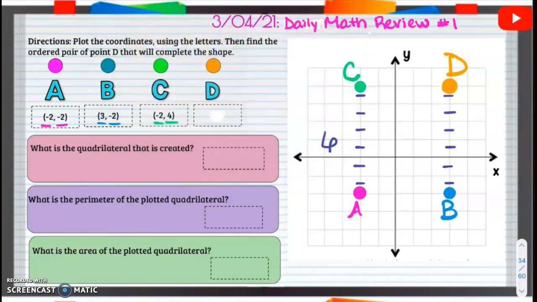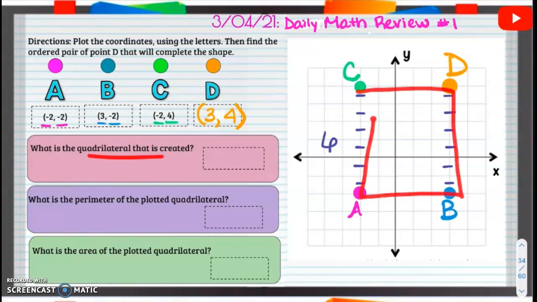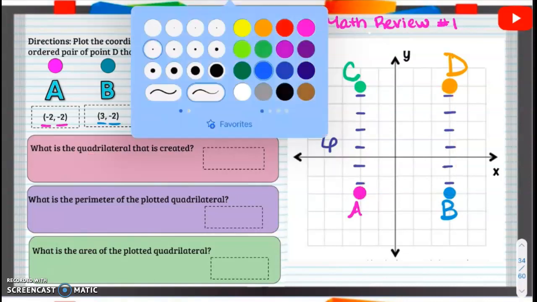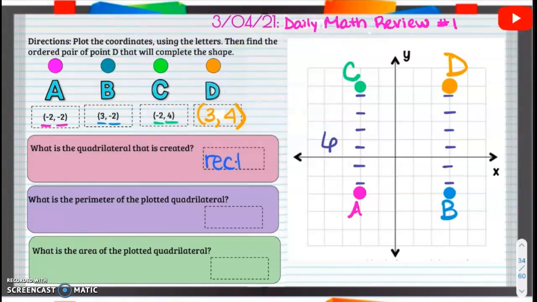All right, so D is at +1, 2, 3. So +3, then +1, 2, 3, 4, then +4. All right, awesome, awesome. Now that we have that, what shape do we make? So what quadrilateral do we make? Well, we make a rectangle. So you're going to put rectangle. R-E-C-T-A-N-G-L-E, rectangle.